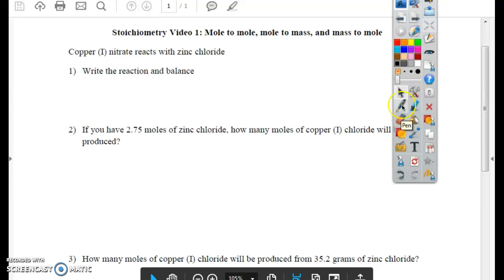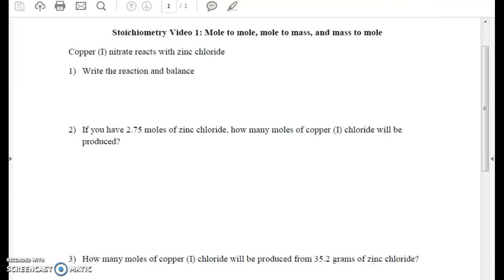Alright, this is my first stoichiometry video, and in this video I'm going to cover three different types of problems: mole to mole, mole to mass, and mass to mole. So in this example I'm giving you the reactants. Copper 1 nitrate reacts with zinc chloride. So the first thing we have to do is write the formulas for those two, and then predict the products and balance the equation, and then we can get into the stoichiometry problems.